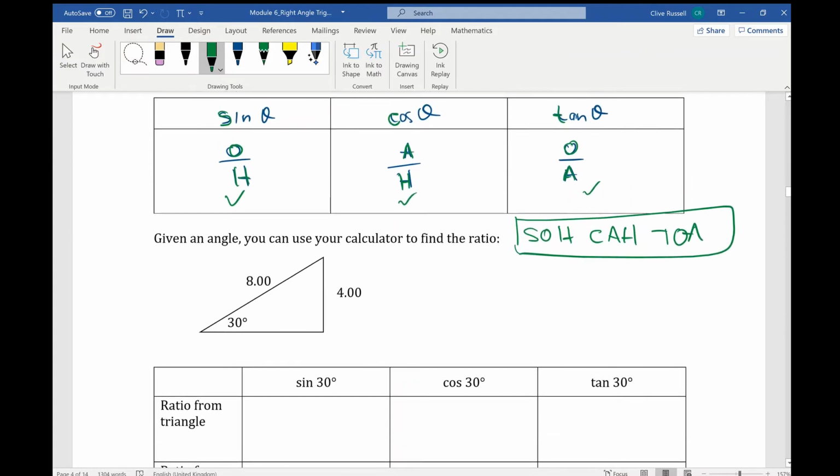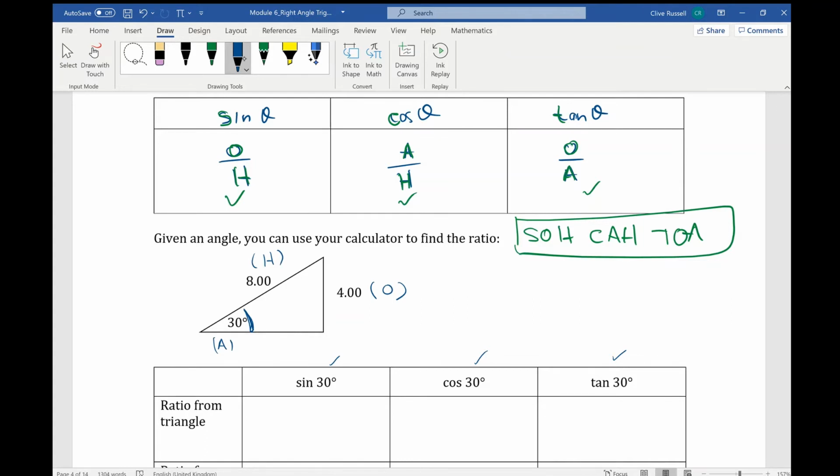Now, let us look at this example here. It says, given an angle, you could use your calculator to find the ratios. Well, really, all the ratios for sine, cosine, and tangent. All right? Notice that if this is our reference angle here, then this is going to be the opposite. The 8 is going to be the hypotenuse, but the adjacent is missing. Well, we could find the adjacent easily, right?